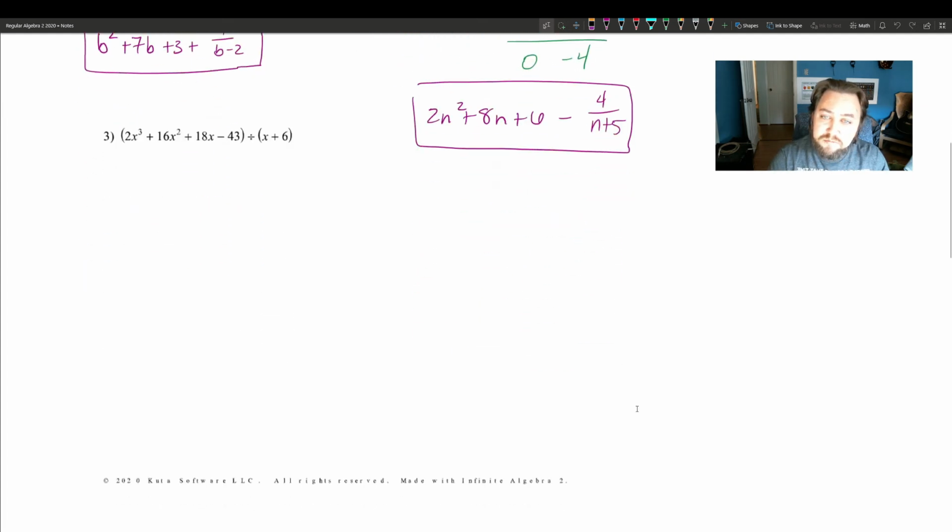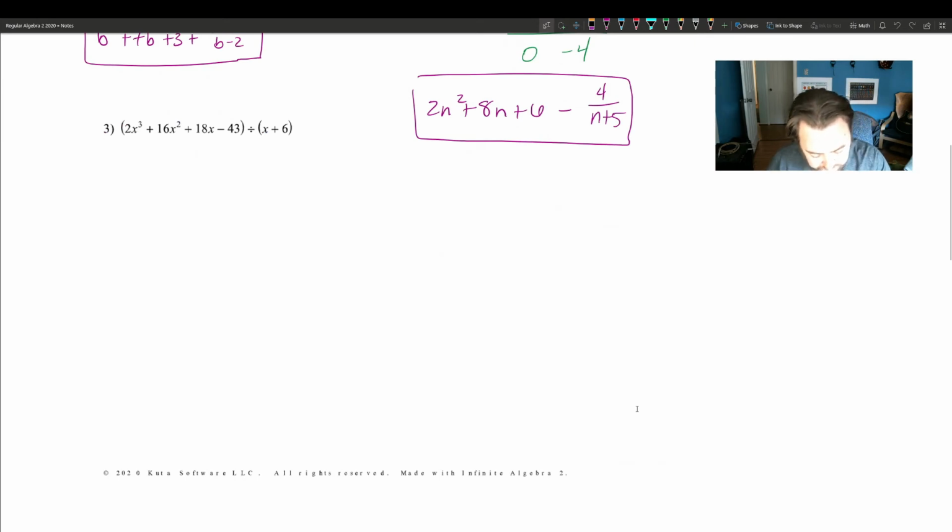Let's do one last problem, number 3. I'm going to go ahead and write it out. 2x cubed plus 16x squared plus 18x minus 43. And all that divided by x plus 6. So I want my x to become a 2x cubed. So that's going to be, let's see, 2x squared. So 2x squared times x is 2x cubed. 2 times 6 is 12, and then x squared.